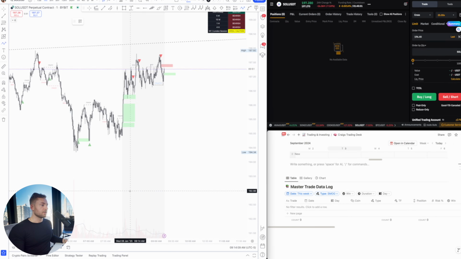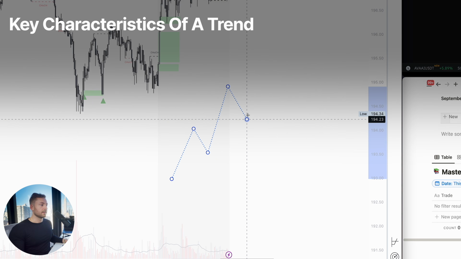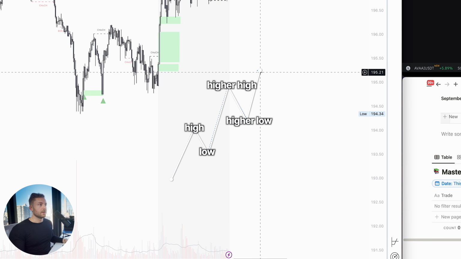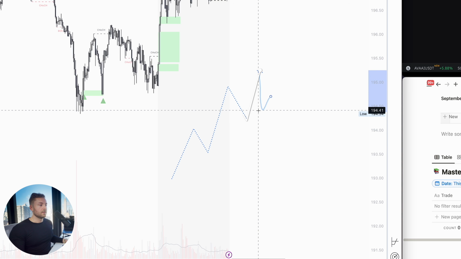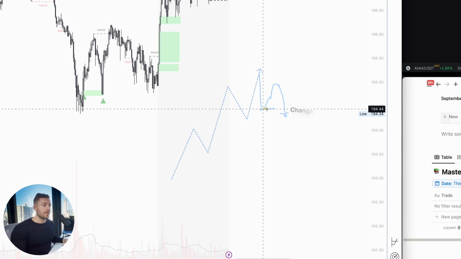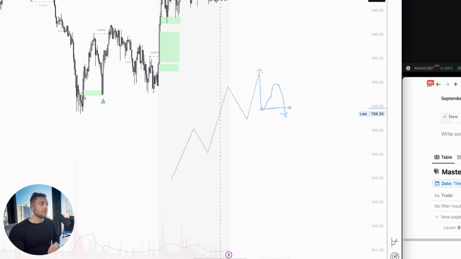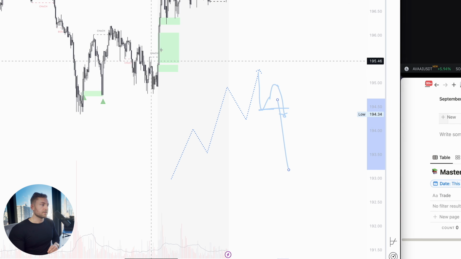Just to explain that more clearly, if we have a trend like this, we have a high, a low, a higher high, and a higher low. Then we have another move up. If we get, say, a move like this, it gives us another low, another move, and then a candle that fully closes underneath this previous low. That is considered a change of character, in which case we could anticipate the market starting to reverse out of this trend direction.